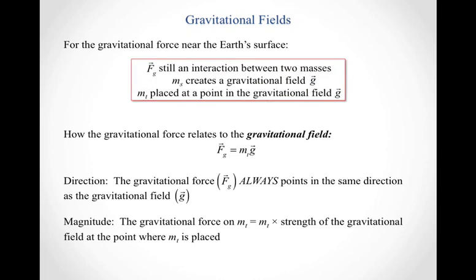So what this means is that the gravitational force is still an interaction between two masses. There's a source mass. The source mass creates a gravitational field. That gives us little g. The test mass is then placed at a point in that gravitational field. So our two masses have been sitting here all along in this equation. One of them, the test mass, is explicitly out front. The source mass is hidden inside this gravitational field value.